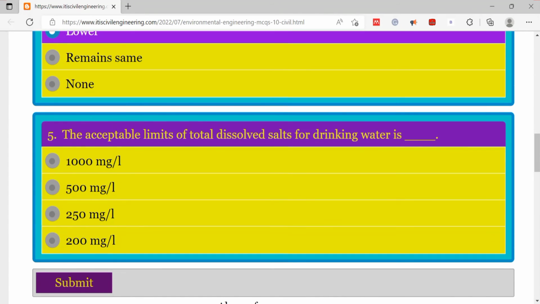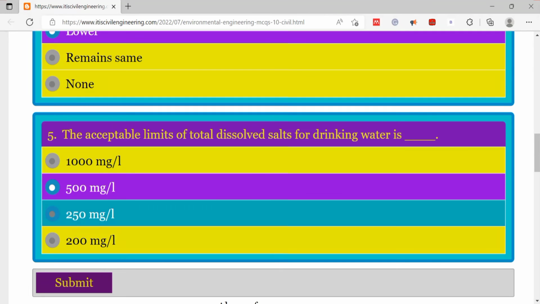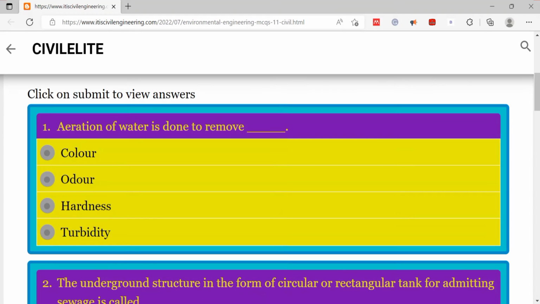The acceptable limit of total dissolved solids for drinking water is dash. So the TDS should not be more than 500 milligram per liter. Aeration of water is done to remove dash. We do aeration of water to remove odor.